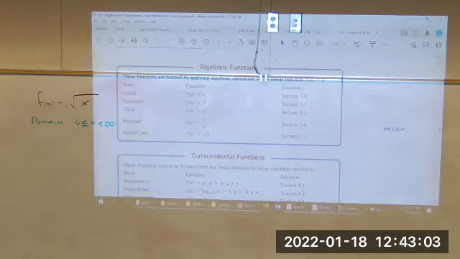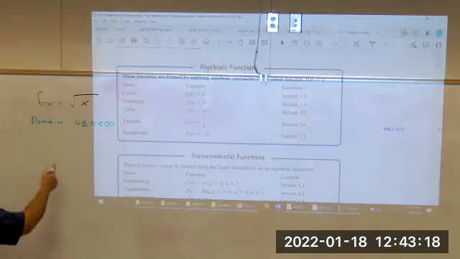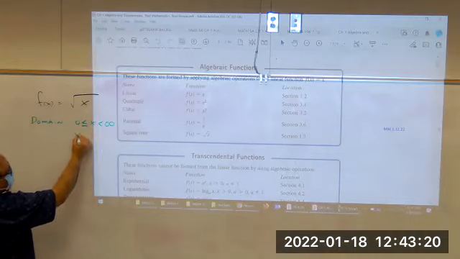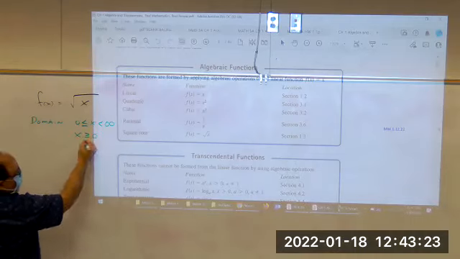That's inequality notation. I didn't think I covered inequality notation versus interval notation, did I? Okay. So in other words, if we simplify that, we're just saying that X has to be greater than or equal to 0 for the domain.